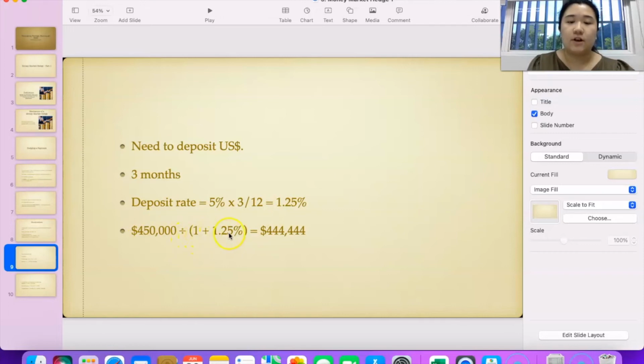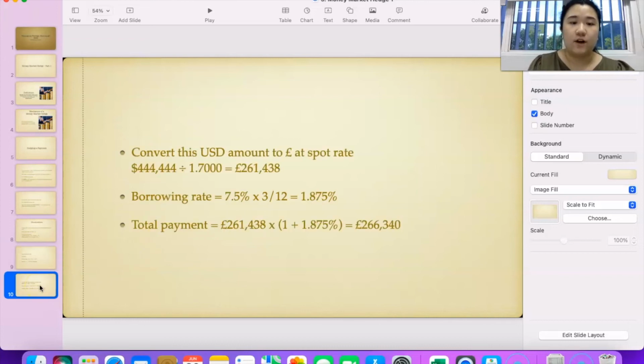Okay, so what we do next is the 450,000 you have to divide by 1 plus the deposit rate, so that you know that you have to deposit this much to obtain $450,000 to pay off your payment. Okay? So from this 444,444, we will convert this USD amount to the pounds at spot rate. So we will use the buying rate, okay, which will give us 261,438 pounds.